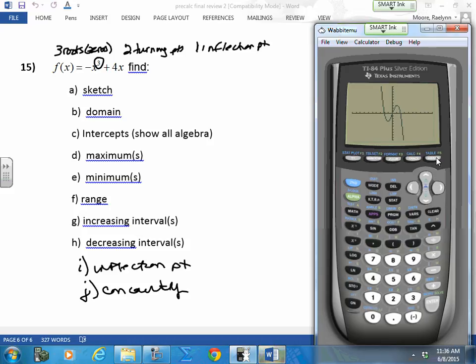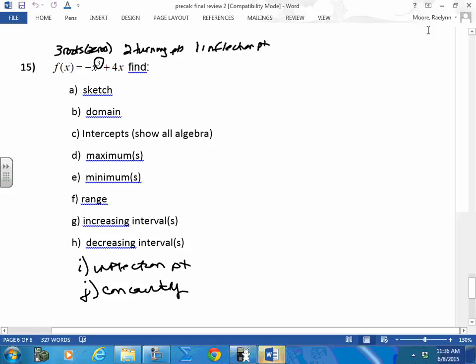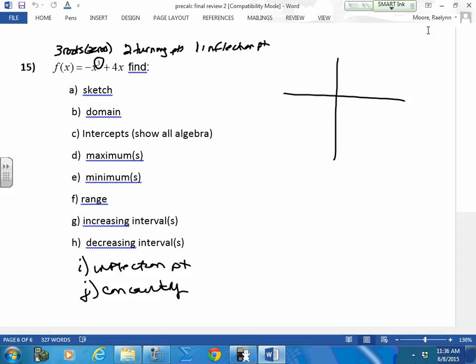Okay, so we've got kind of a sketch going on here. We know what the sketch looks like. Make sure you sketch if it says sketch, and make sure it looks reasonable. Now, from the sketch, can you tell me what the domain is?